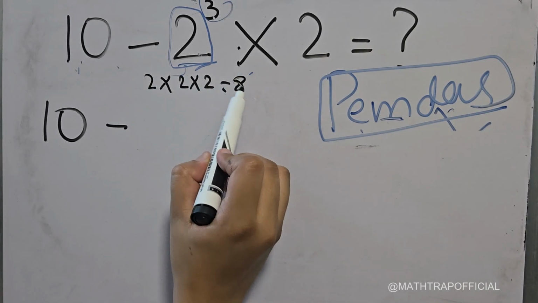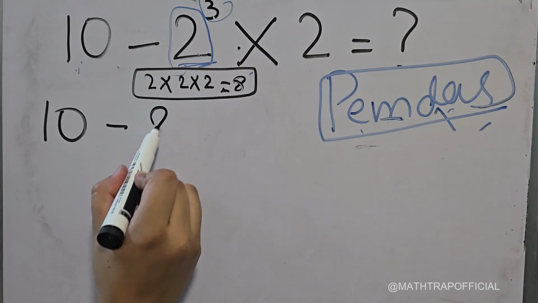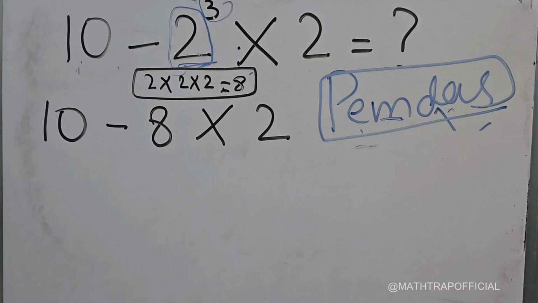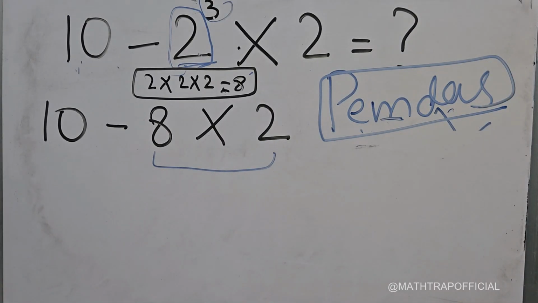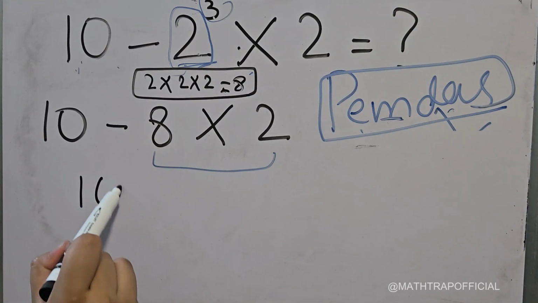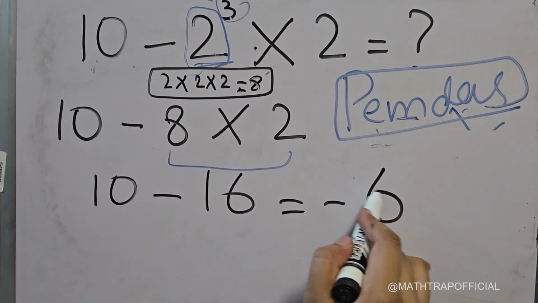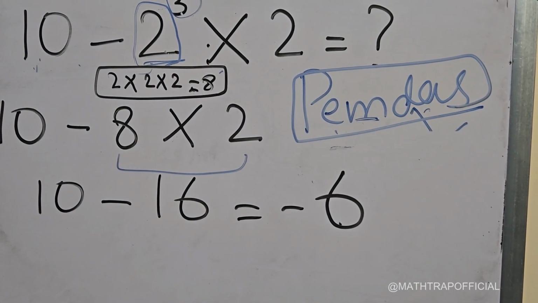And the second mistake we made here was that we solved the subtraction first and the multiplication later. But in PEMDAS, multiplication comes first and then addition and subtraction. So we always solve the multiplication first, which is 8 multiplied by 2 comes to 16. 10 minus 16 comes to minus 6. Our exact answer is minus 6.